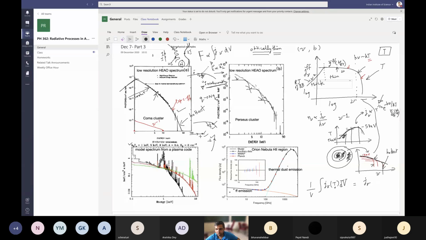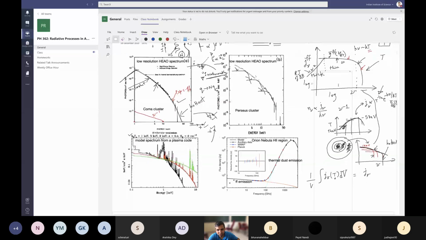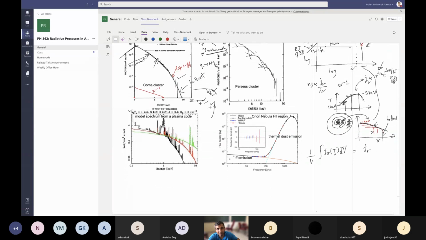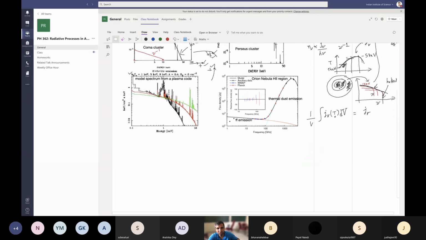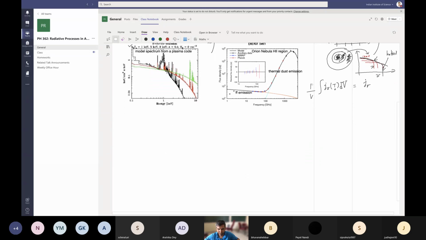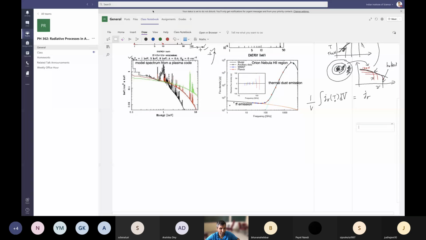Okay, let's see. It actually is useful to commit to memory how the synchrotron and the Bremsstrahlung emissivity look, because it helps if you know these things off the top of your head. Okay, now what about this graph?